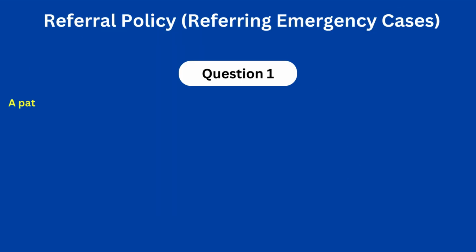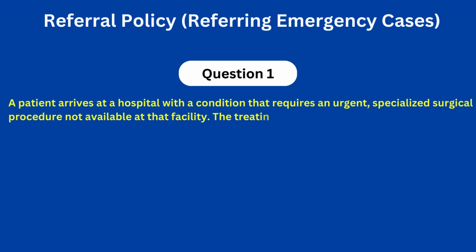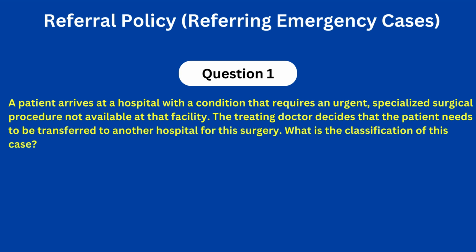Question number 1. A patient arrives at a hospital with a condition that requires an urgent and specialized surgical procedure not available at the facility. The treating doctor decides that the patient needs to be transferred to another hospital for this surgery. What is the classification of this case type? A. Standard medical case. B. Non-urgent referral case. C. Emergency case. D. Life-threatening case. The correct answer is C.